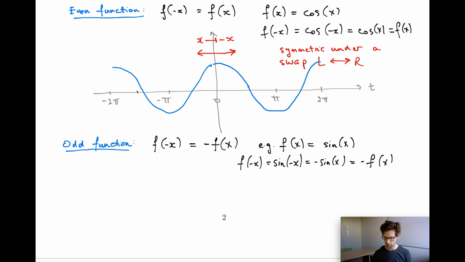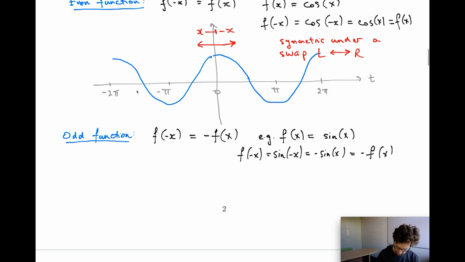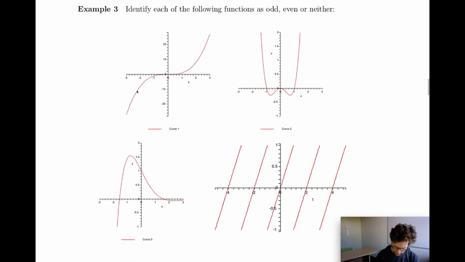Now, not every function is going to be odd or even. In fact, there'll be lots of functions that will be neither odd nor even. That is, if I swap the value of x to minus x, then I don't get back my function, and I don't get back minus my function. So let's see some examples of that. So take a look at each of these figures and try and figure out whether or not these functions are odd or even or neither.